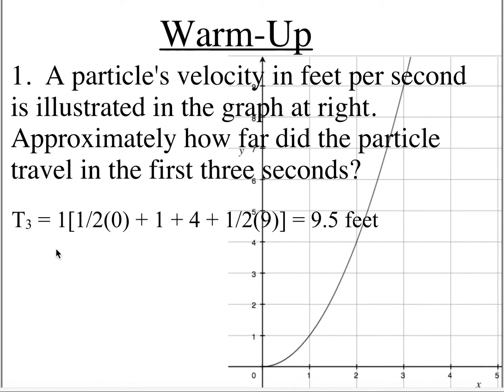So I used a trapezoid. I used 3 trapezoids going from 0 to 3. My width was 1, so I factored that out, and then I took 1/2 times the first y value plus the second and third y values plus 1/2 times the fourth, and I got 9.5 feet. If you had counted squares, your estimate should have been somewhere around there as well.